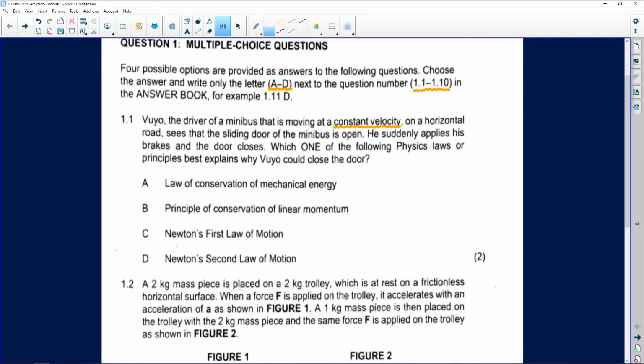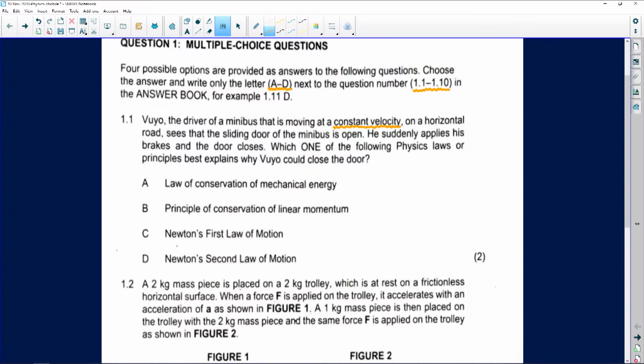It's moving on a horizontal road. This guy sees that the sliding door of the minibus is open. He suddenly applies his brake, and then the door closes. So what happens is, he's driving, oh my word, my door's open, and then he puts on his brakes. And then obviously we know, according to physics, you will move forward, and then you move back, inertia, and the sliding door actually closes. Now we're already learning about the laws of physics. Now, which one of the following physics laws or principles best explains why Vuyo could close the door?